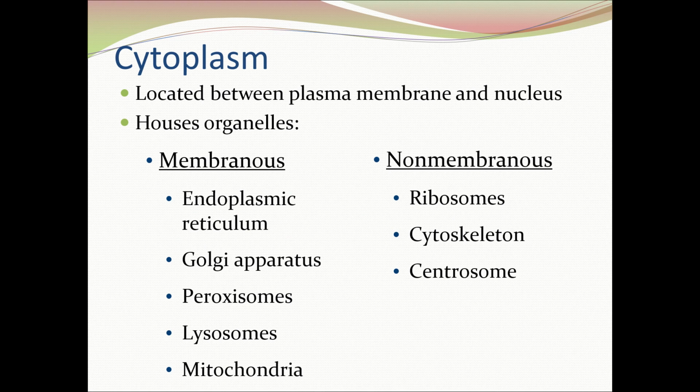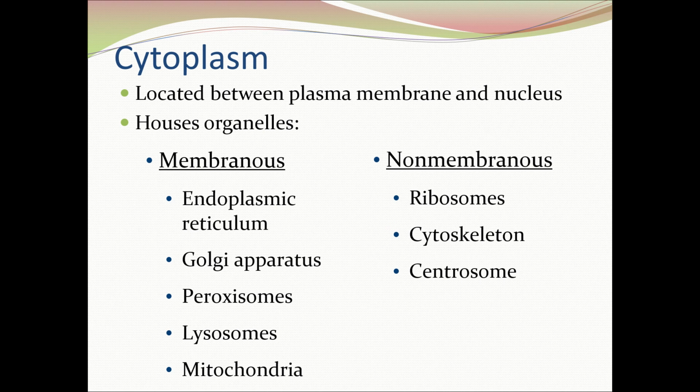The second major part of the cell is the cytoplasm. Remember, the human cells have 3 major parts: the plasma membrane, the cytoplasm, and the nucleus. We just concluded our discussion on the plasma membrane. Now let's look at the cytoplasm. The cytoplasm is located between the plasma membrane and the nucleus.